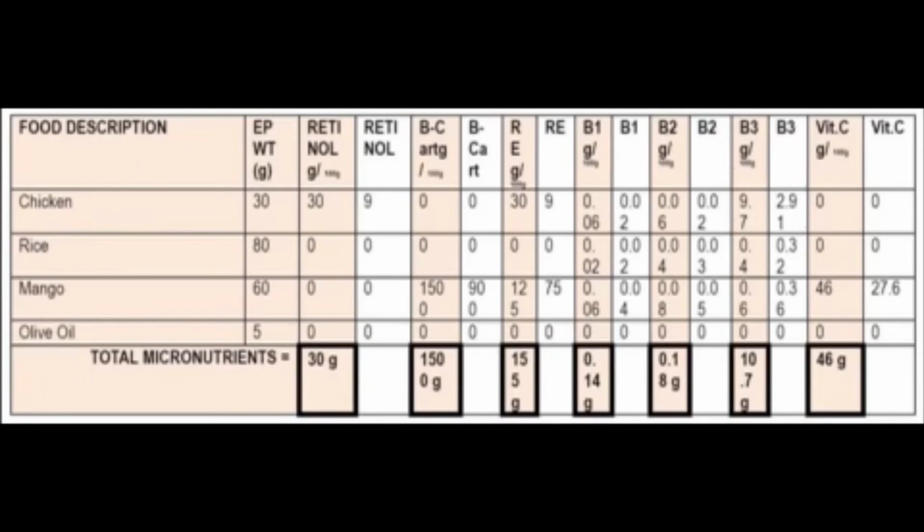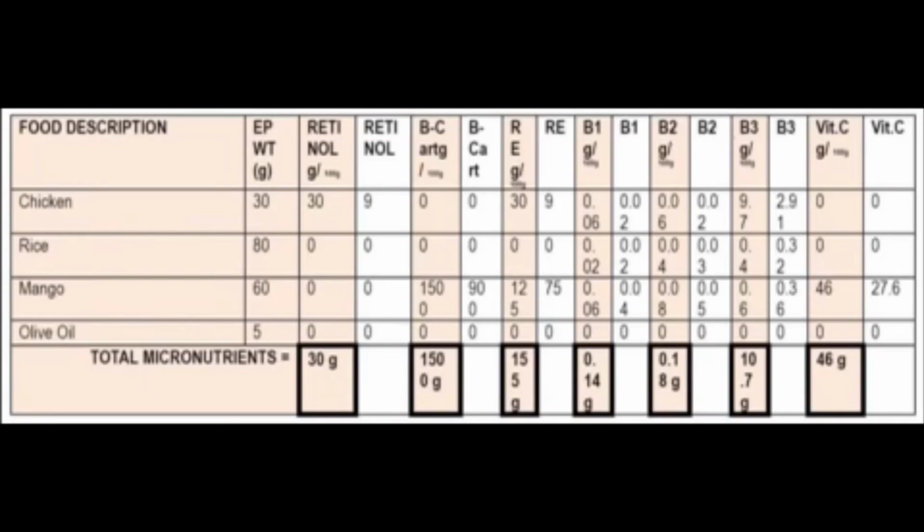The rice has 80 grams. So retinol has none. Beta-carotene also, and the RAE. So B1 for the rice has 0.02, both of them. So 0.04 for B2 and 0.03. So B3 is 0.4 and 0.32. So there are none for vitamin C for the rice.